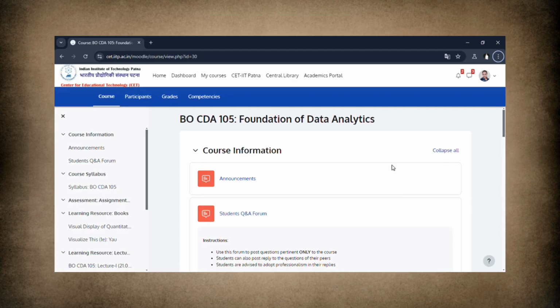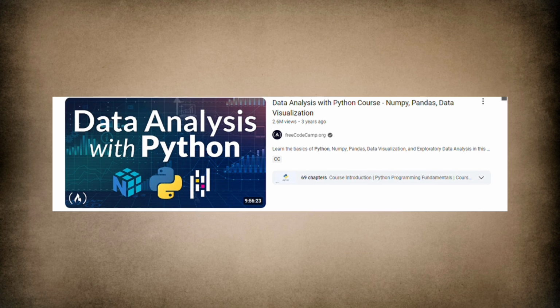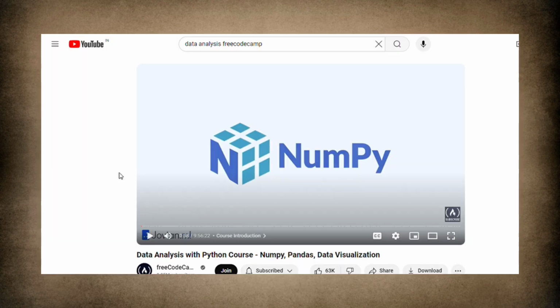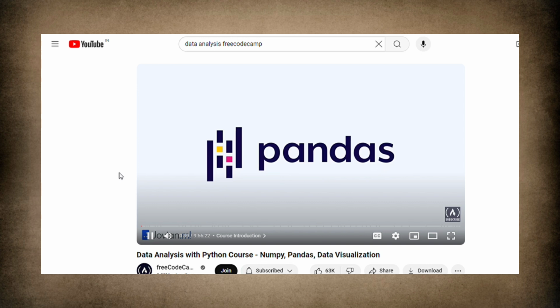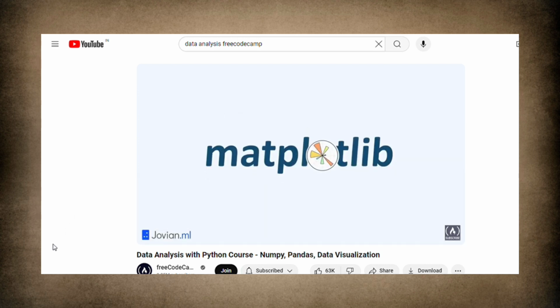Okay, for CDA 105 Foundation of Data Analytics, you can follow data analysis with Python created by freeCodeCamp. They can teach you easily how to collect, organize and visualize the data using Python libraries like pandas, matplotlib and numpy. So these are very important libraries to learn. You can follow these videos from here also.